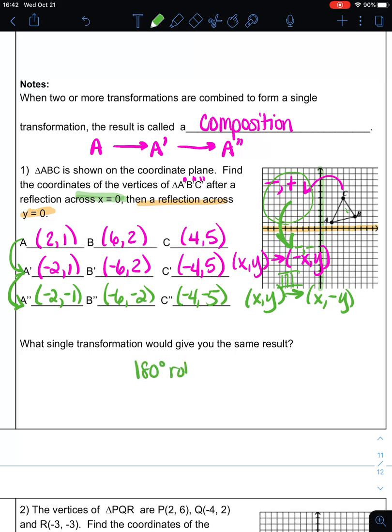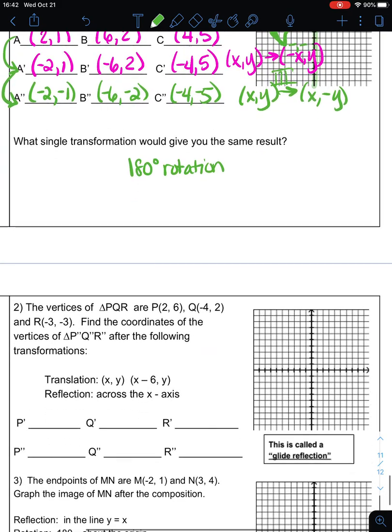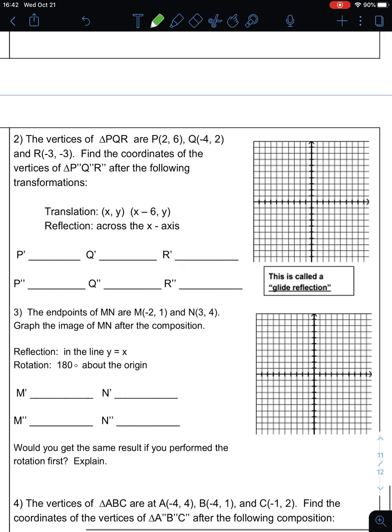But what you could do is a 180-degree rotation. And it doesn't matter which direction, counterclockwise or clockwise, because either way you would turn from the original quadrant 1 and into quadrant 3 when you're done.